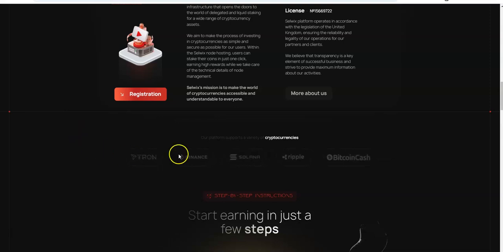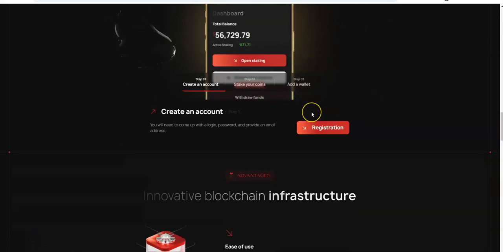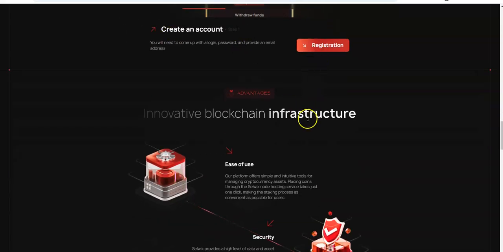All right, so the cryptocurrencies it supports. You can see all the different cryptos here: Bitcoin Cash, Dash, Tron, Binance, Solana, Ripple. I was going to read it again, but I was just messing with you guys. Now, step-by-step instructions: start earning in just a few steps. All right, cool. You create an account by registering.